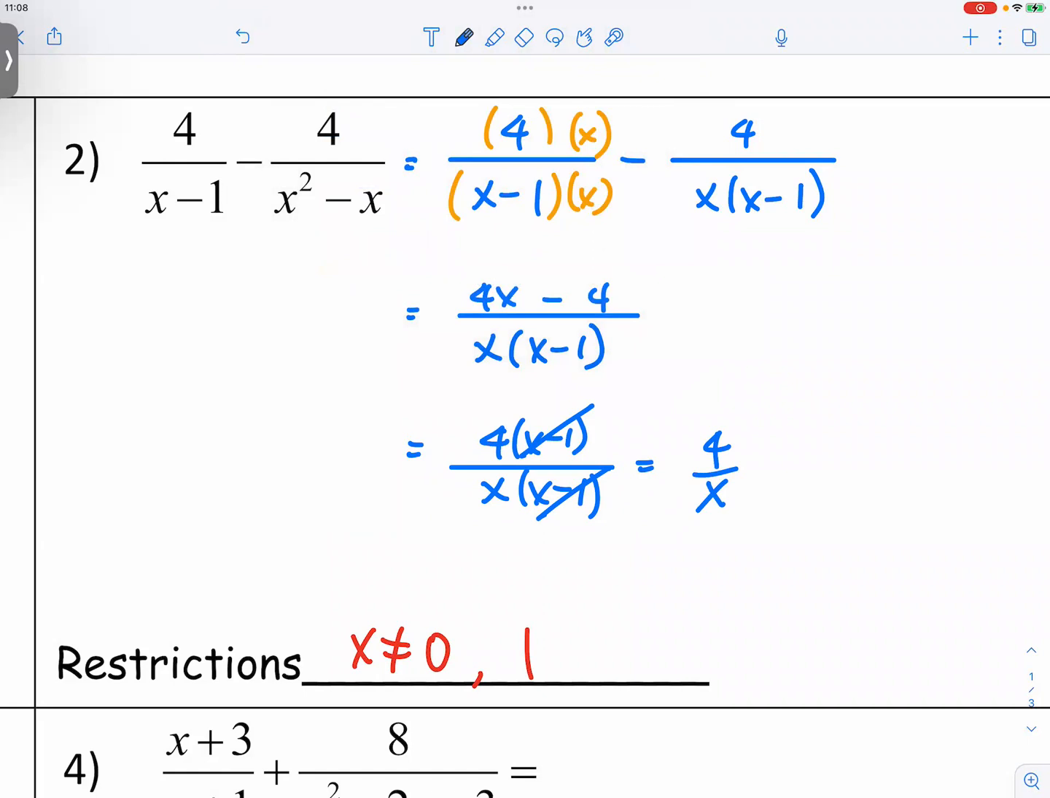These two fractions subtracting each other. Okay, so make sure you know how to find the common denominator, which is to make sure that both fractions have all the elements of each other.